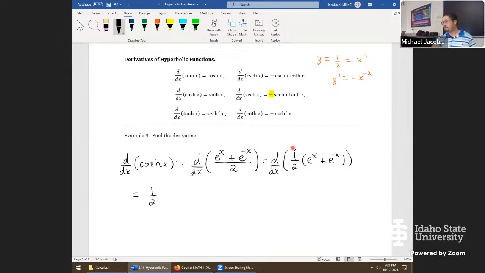I'll take this 1/2. We'll differentiate with respect to x, e to the x plus e power negative x. So now we're going to start differentiating on this step here. It becomes 1/2 times derivative of e to the x. That's terrific. It's just itself, no change. This one does change. Anyone see what the derivative must be for e power negative x?